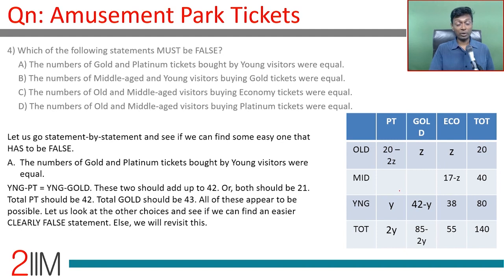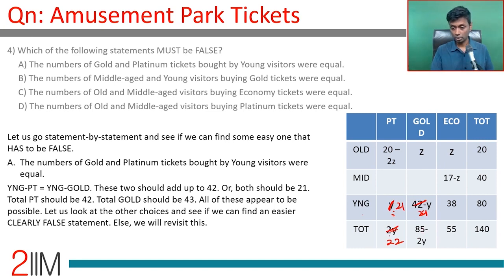Which of the following statements must be false? A very interesting question, tricky question. So let's go step by step. The numbers of gold and platinum tickets bought by young visitors were equal. Young visitors, gold and platinum were equal. These two should be equal. These two add up to 42. This should be 21. This should be 21. That means this should be 22.